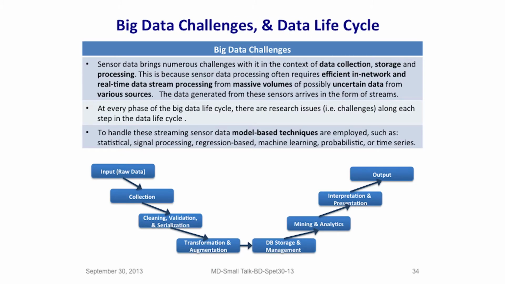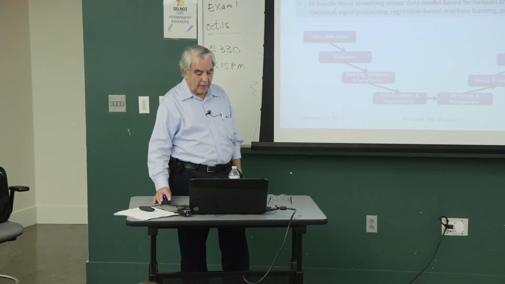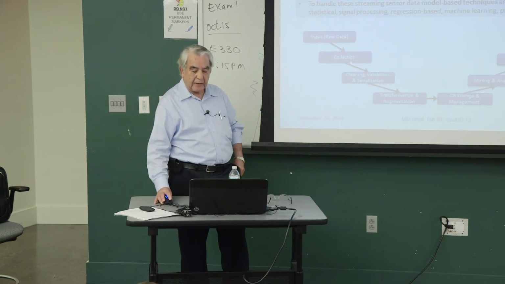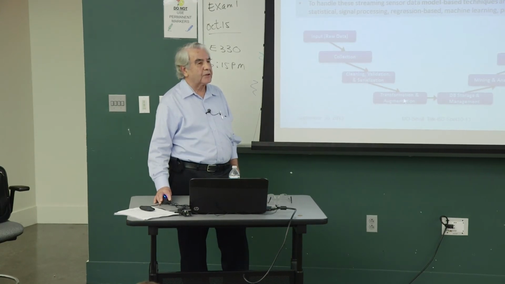Now here is the good old chart we used many times: big data challenges and the data life cycle in the stream world. There's raw data, collection, cleaning, transformation, management, mining, interpretation, output. This has totally changed the nature of the arrival, and therefore all of these things are being modified or changed. I can spend a lot of time on collection and data quality. I may do some in my course, cleaning, and a little bit on transformation, because now the good old statistics comes into the picture.